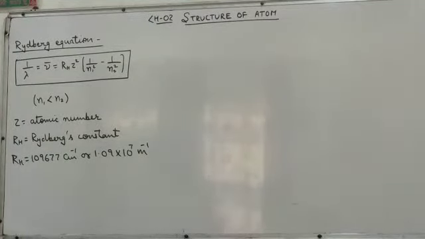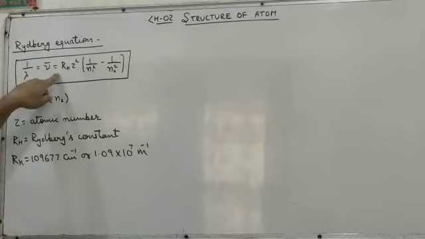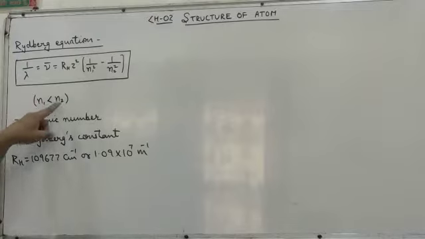Good morning, student. Today, as in the previous lecture, we discussed the Rydberg equation. The Rydberg equation is 1 upon lambda, which equals wave number ν̄, equals Rh Z square times (1 upon n1 square minus 1 upon n2 square). Here the value of n1 is less than n2.